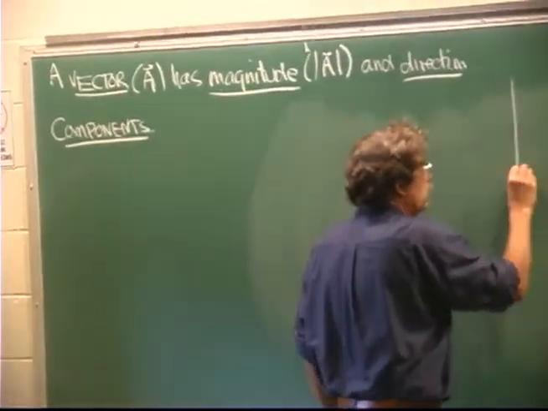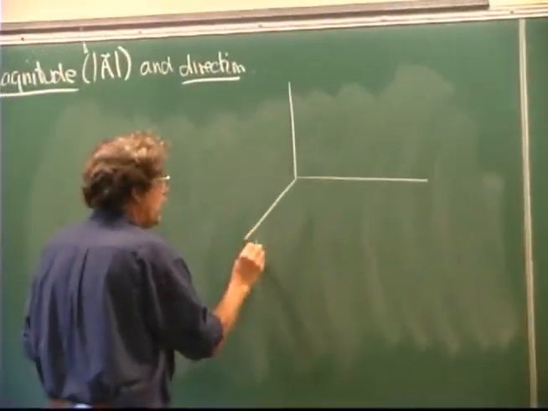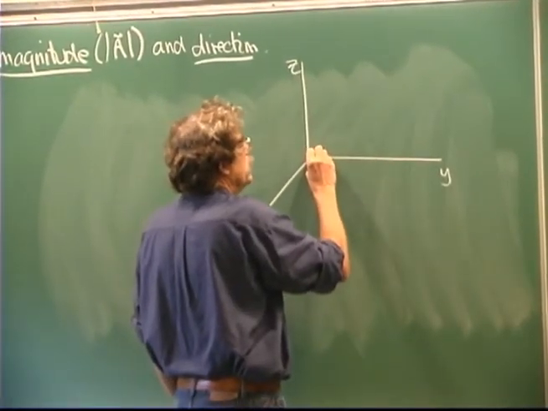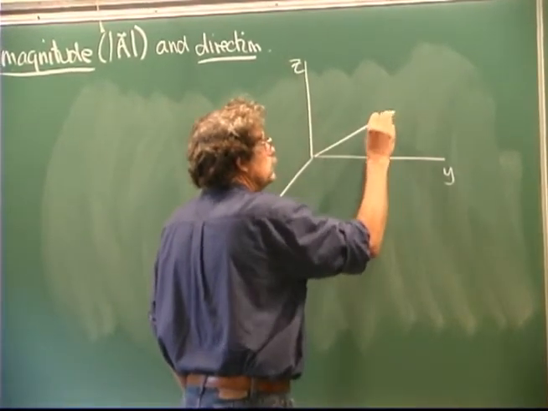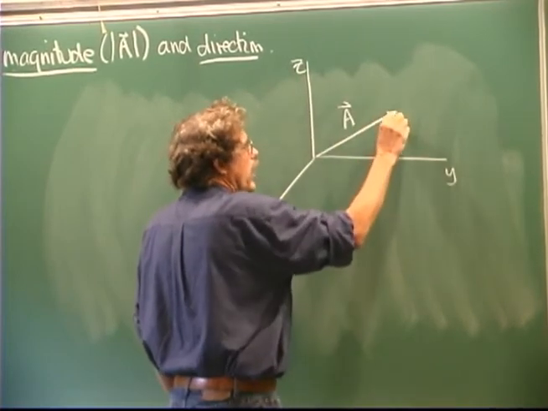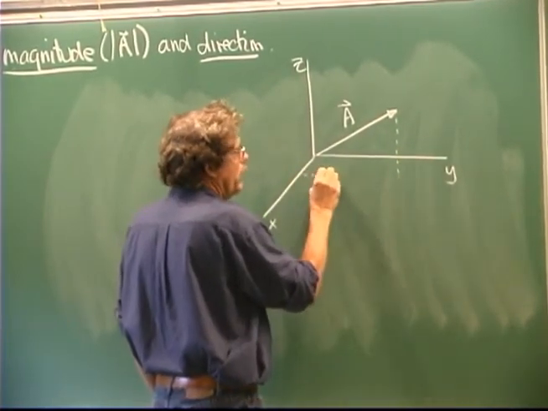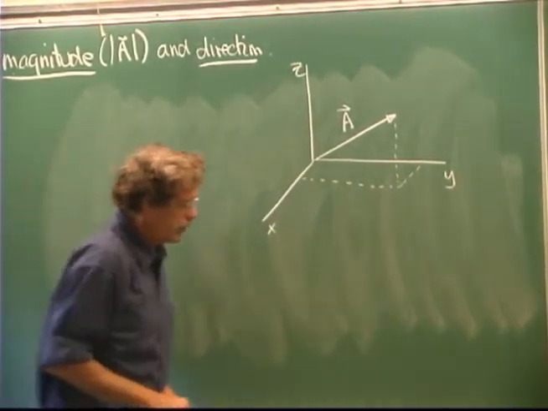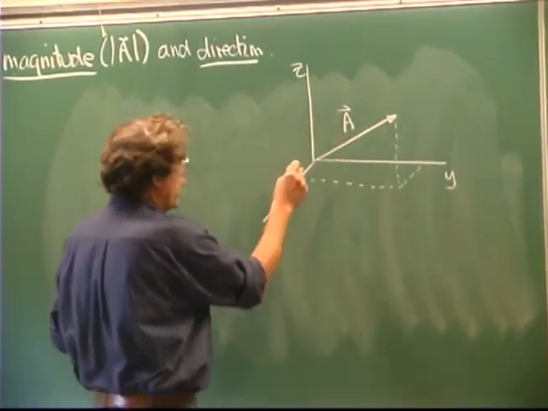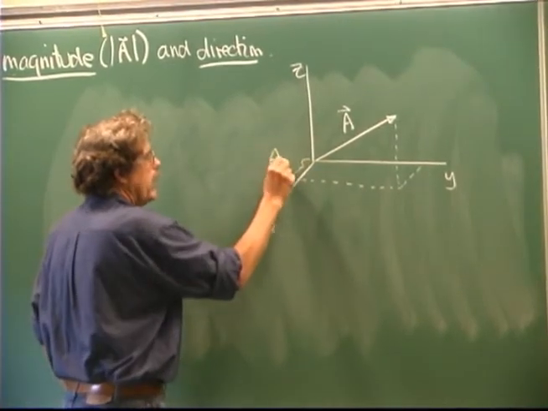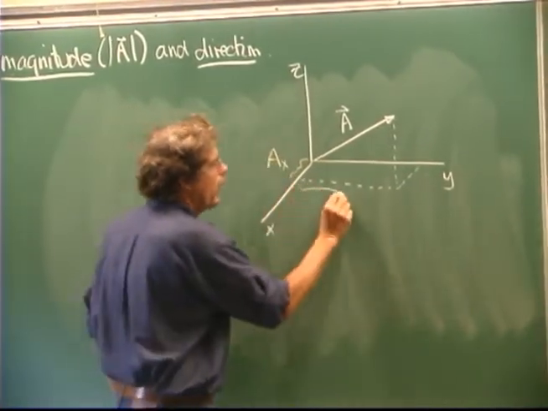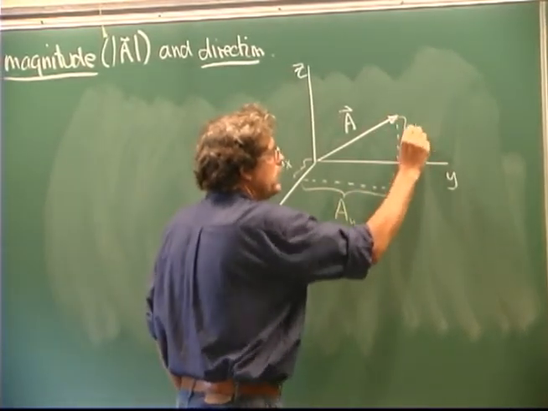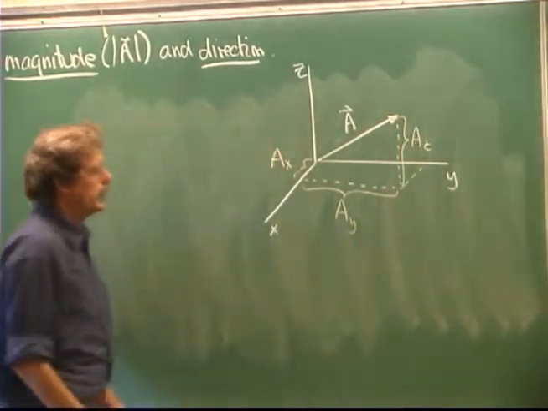So you lay out some coordinates, x, y, z, and here is my vector. I drop the perpendicular down into the xy plane. And the coordinates of that vector, the components of that vector, are a sub x in the x direction, a sub y in the y direction, and a sub z in the z direction.